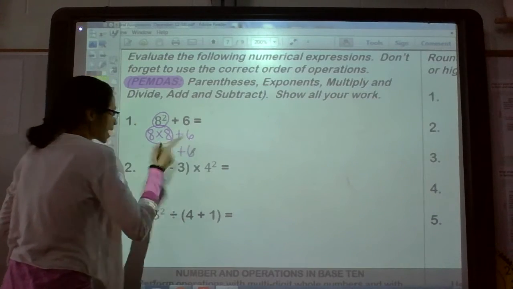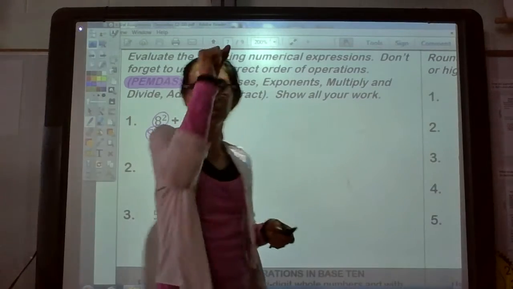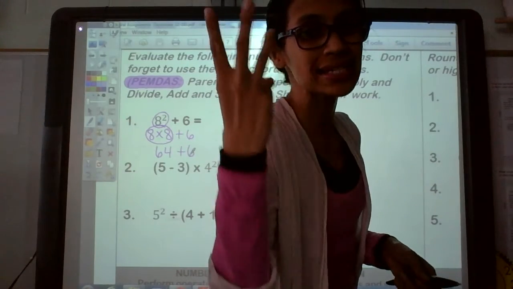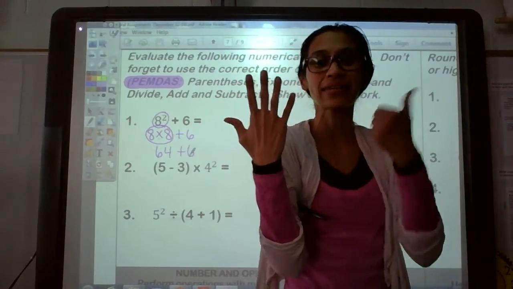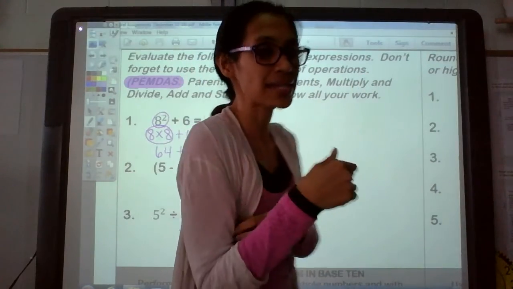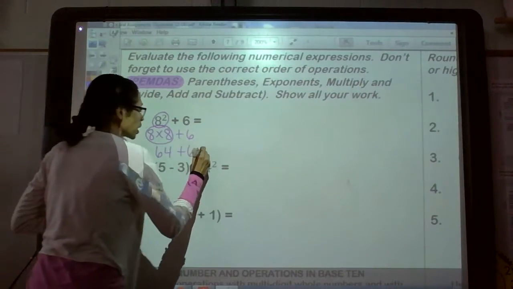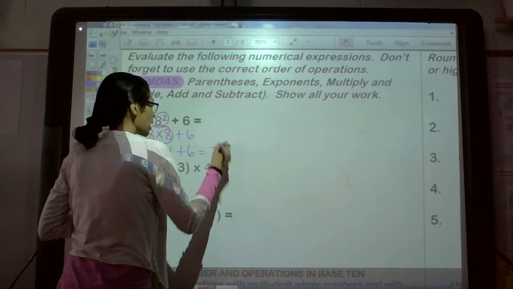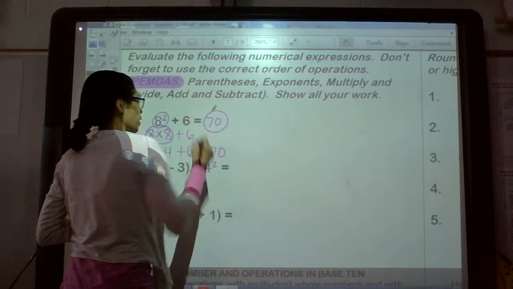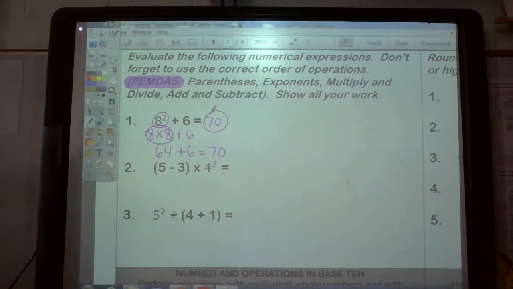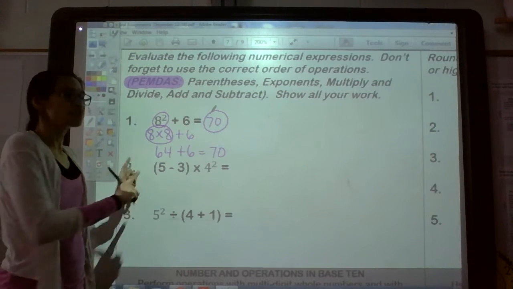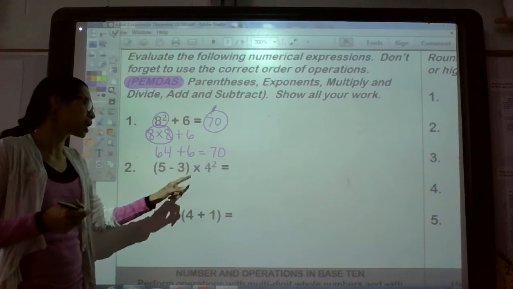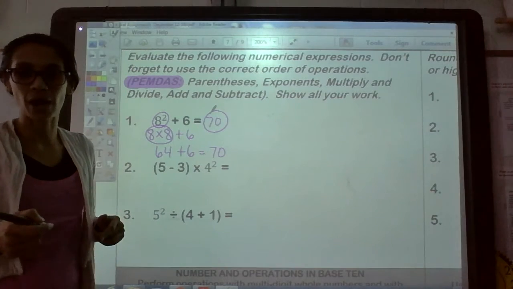Plus 6. Let's add that together. Put 64 in your mind. 64, 65, 66, 67, 68, 69, 70. That's adding 6 to 64 and you get 70. So my answer is what? 70. Bam, right there. All right. Let's look at number 2. 5 minus 3 inside the parentheses times 4 to the second power.